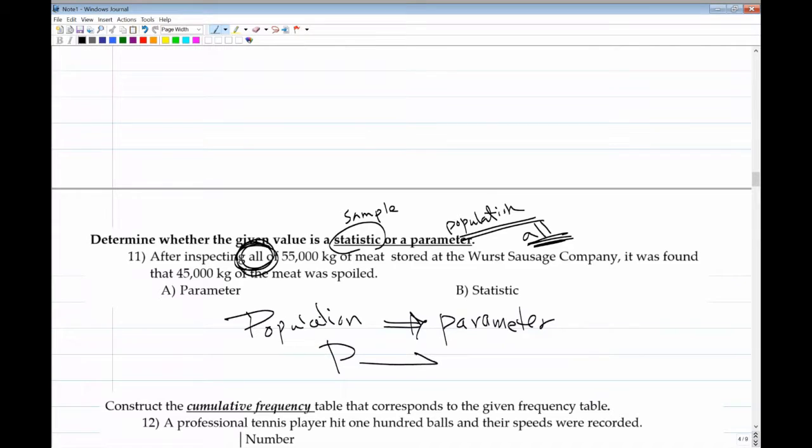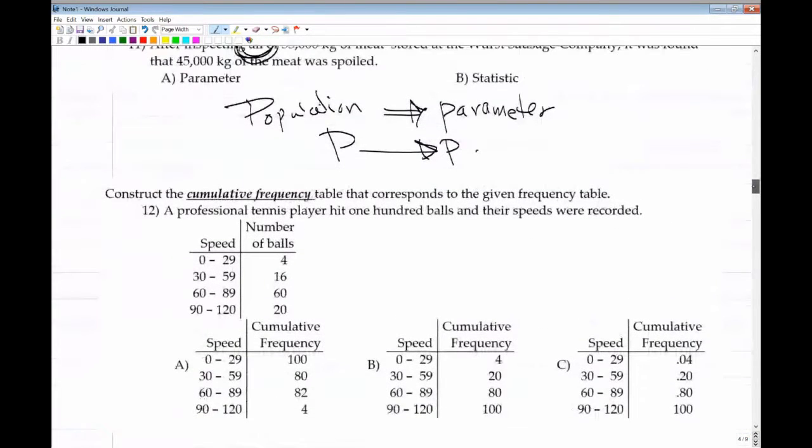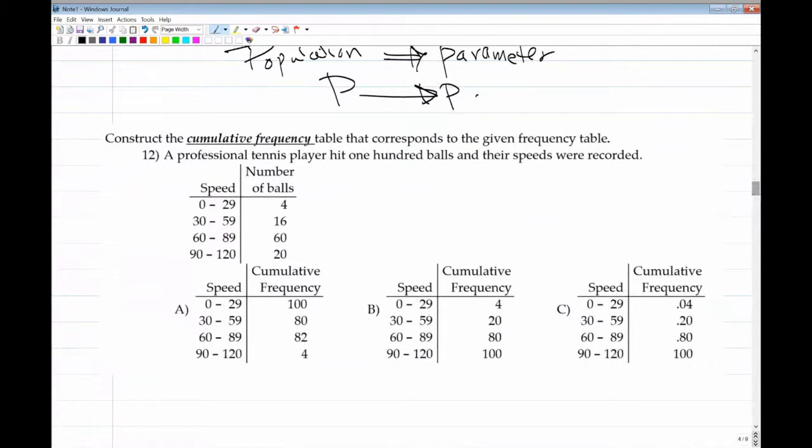So B goes with the B. Be careful with that. Parameter, population. In the next problem, sample is usually a subset of the population. Be careful of that. In number 12, we are talking about the cumulative frequency.